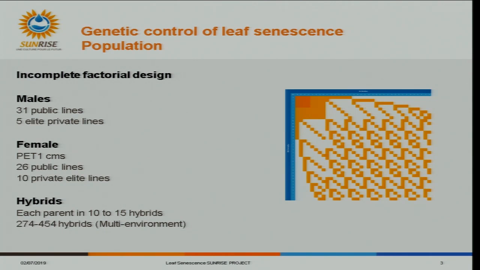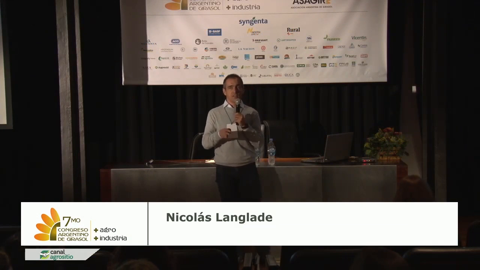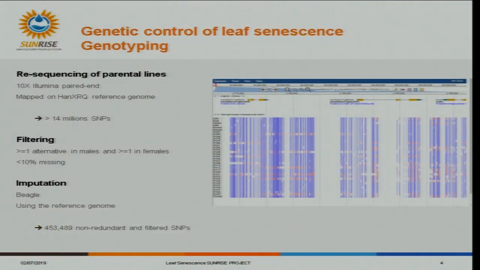On this population that I presented this morning, it's an incomplete factorial design, where we studied hybrids, and 36 male lines and 36 females, both public and private lines were included. And in this population, each parent is present between 10 and 15 times, which means that actually we have a good estimation of the phenotypic value of each parent. And we have a multi-environmental trial, and so at the end we have between 274 and 454 hybrids evaluated in each field.